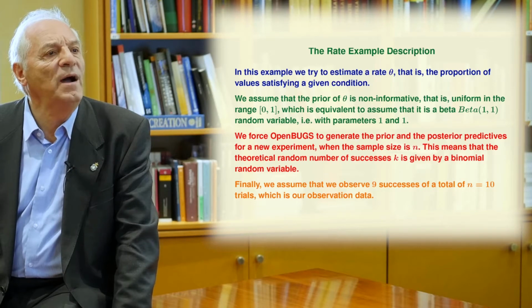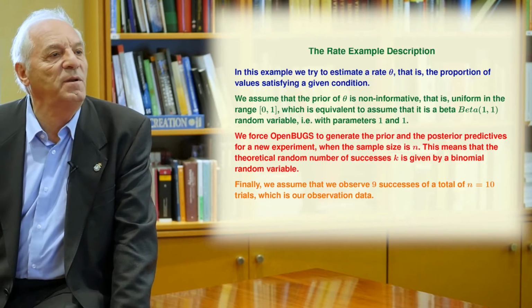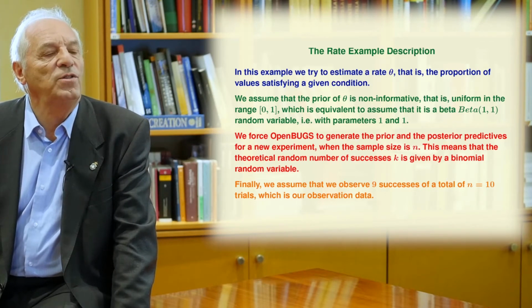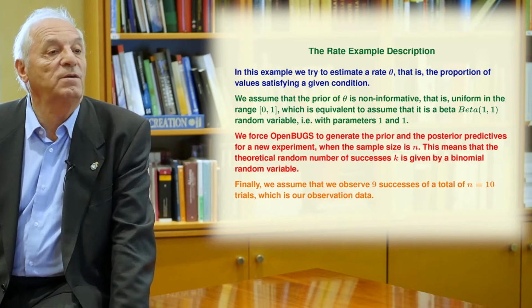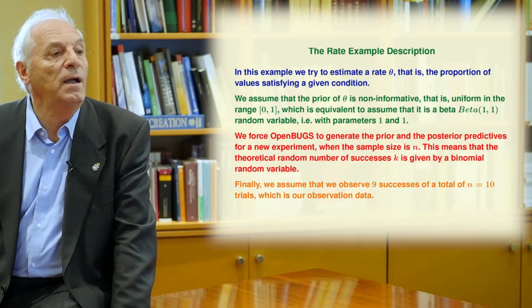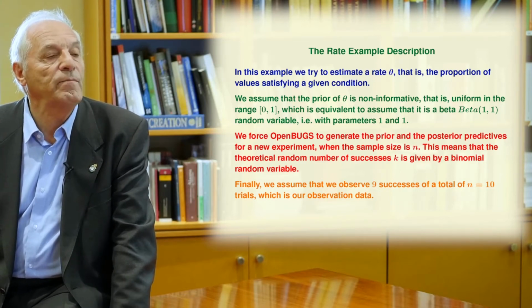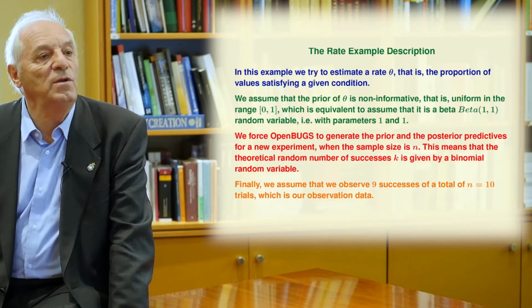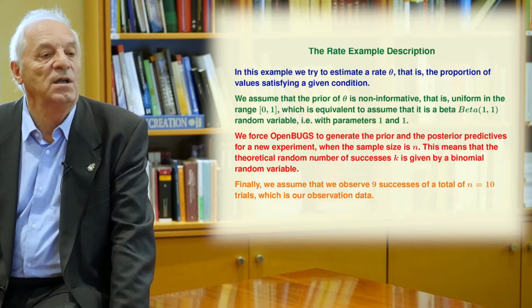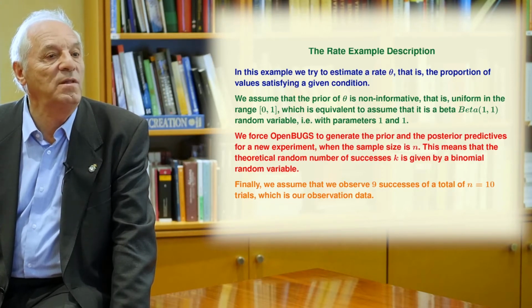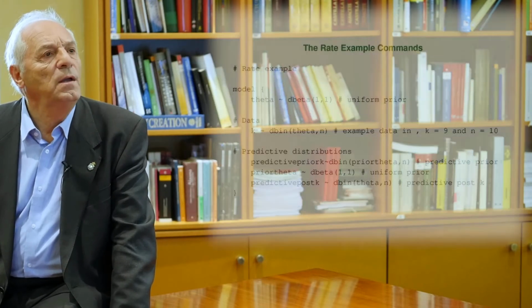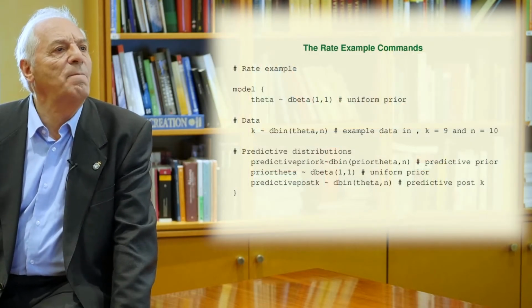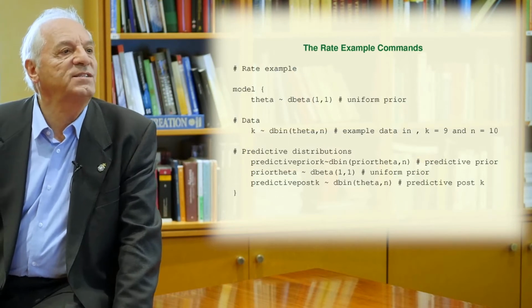We force OpenBUGS to generate the prior and the posterior predictives for a new experiment when the sample size is n. This means that the theoretical random number of successes k is given by a binomial random variable. Finally, we assume that we observe 9 successes of a total of n equal to 10 trials, which is our observation data. In this slide, we have the commands for the rate example.